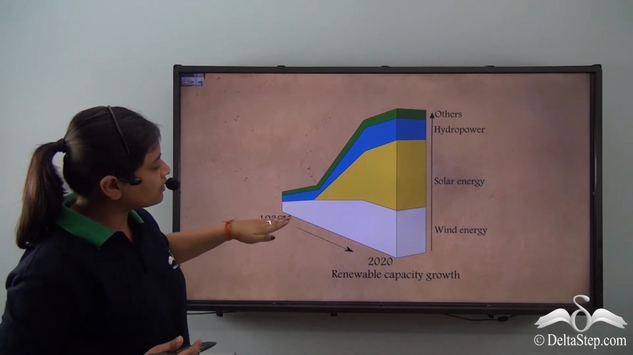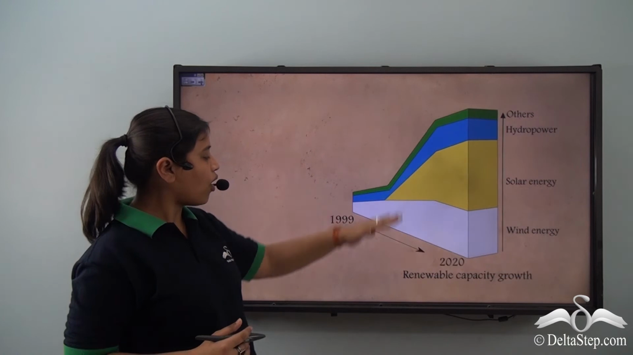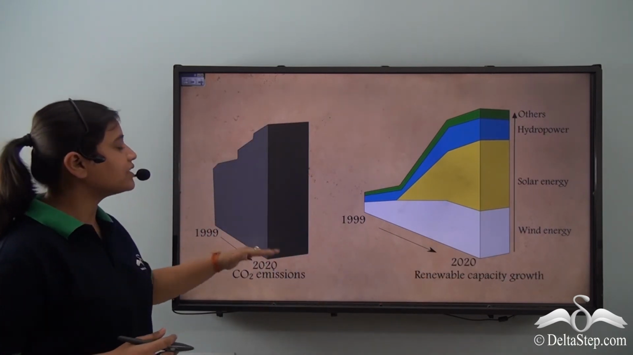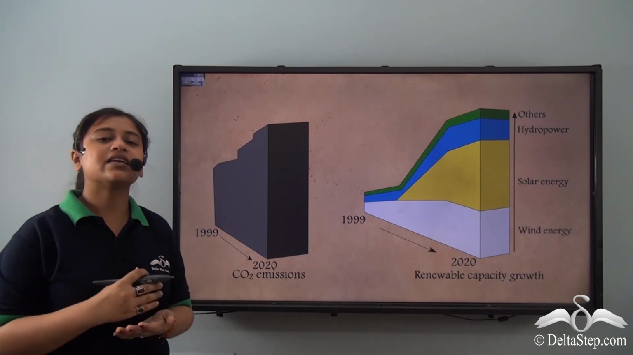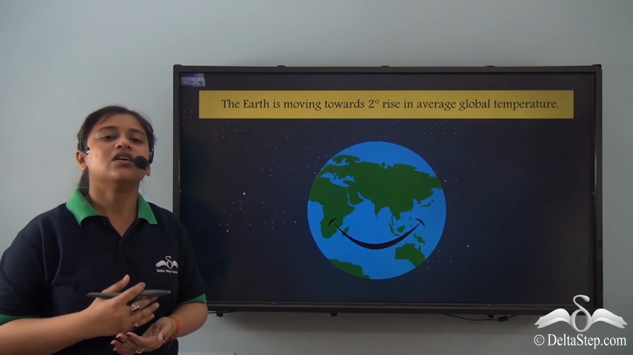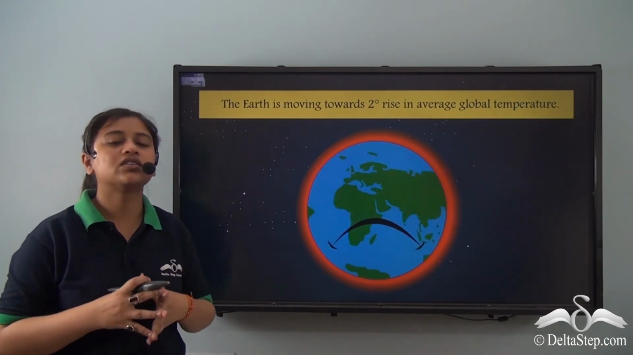So from this report of 1999 to 2020, there has been a good growth of renewable capacity. Right? However, the carbon dioxide emission is no less. It is giving equal competition to the capacity growth of renewables. So this only means that our efforts are not really helping.